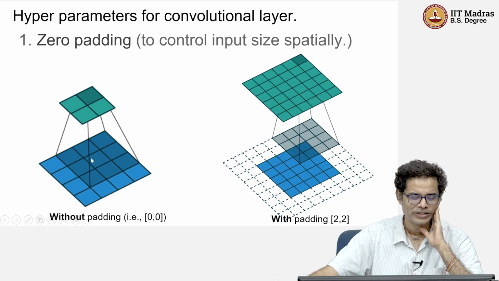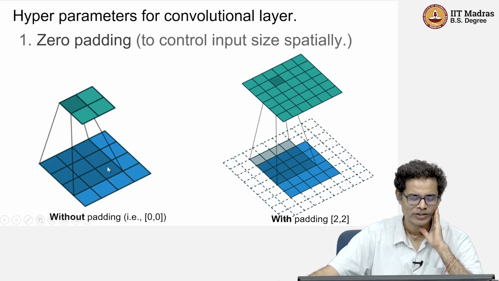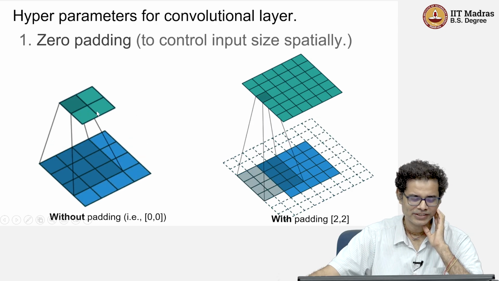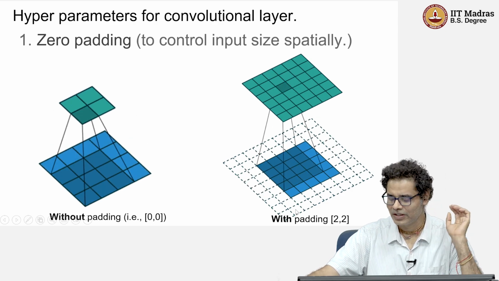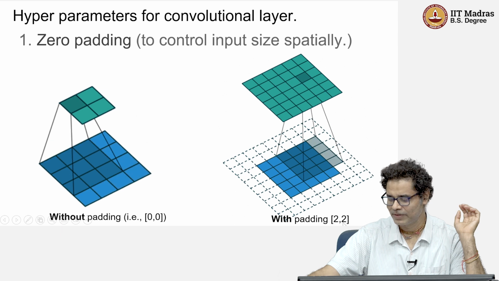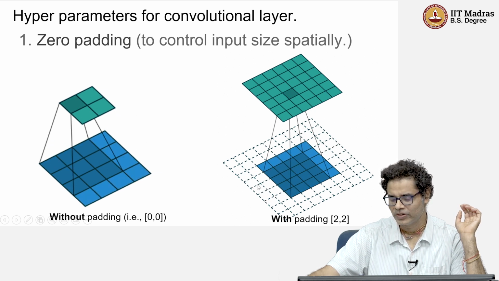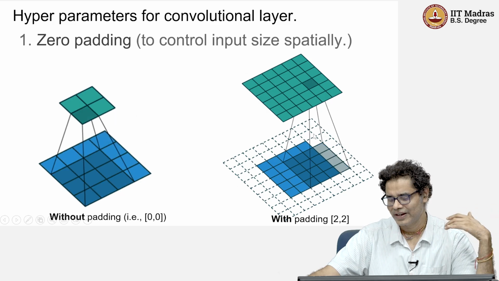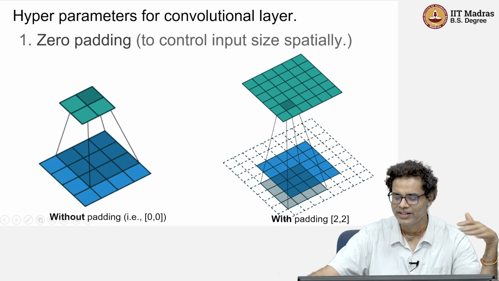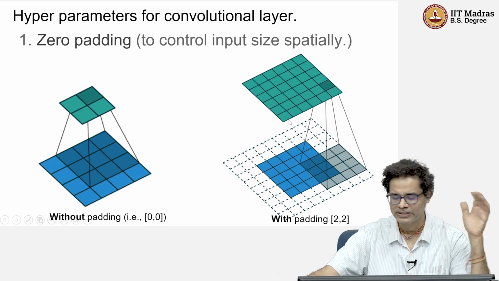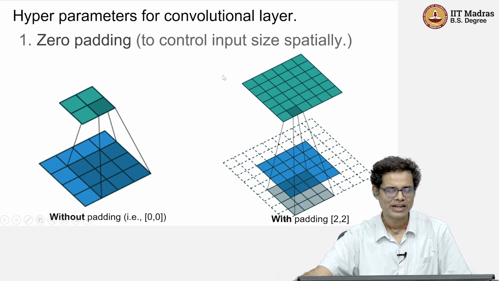For example, you can also zero pad your data or your image. This is without any padding, and this is showing convolution. But you can also pad with zeros, like this is showing padding of 2x2, or 2, 2, which means you're padding 2 zeros on the left-hand side, the right-hand side, the top and bottom, and then you're doing convolution. This is to control the input size or output size. Padding is a hyperparameter.